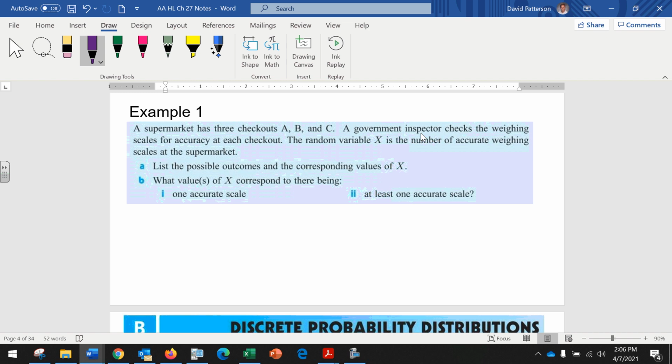A government inspector checks the weighing scales for accuracy. The random variable X is the number of accurate weighing scales. Okay, so question A says, list the possible outcomes and the corresponding values of x.